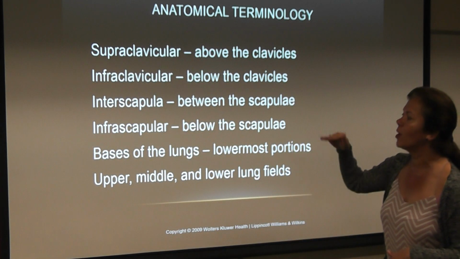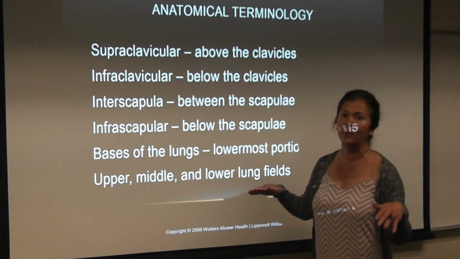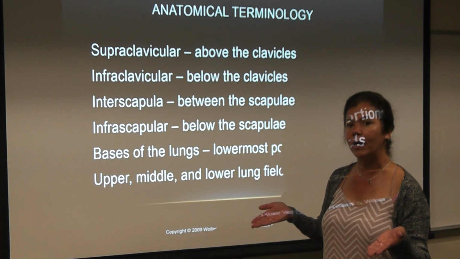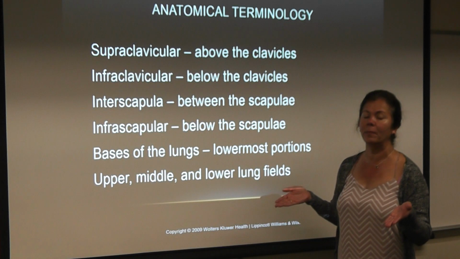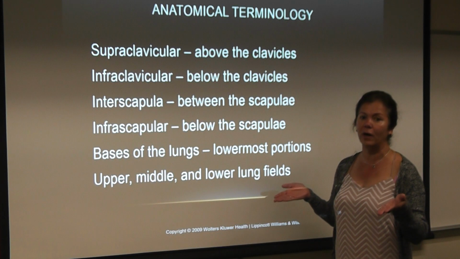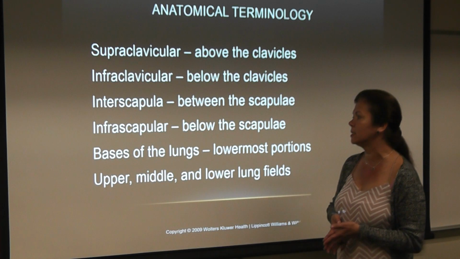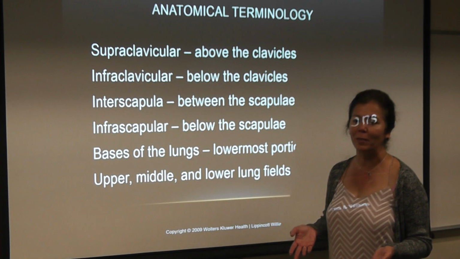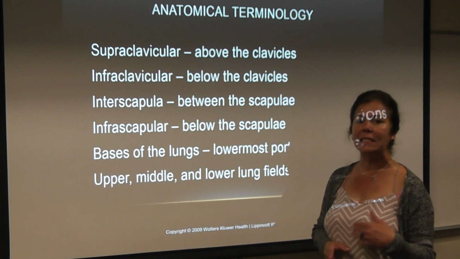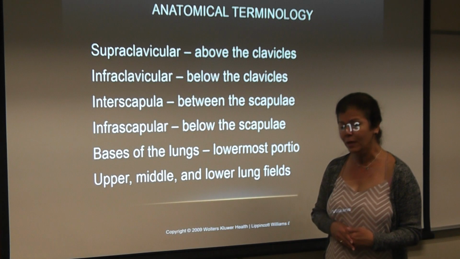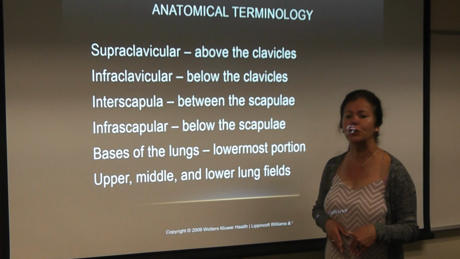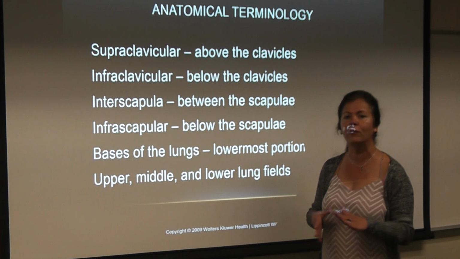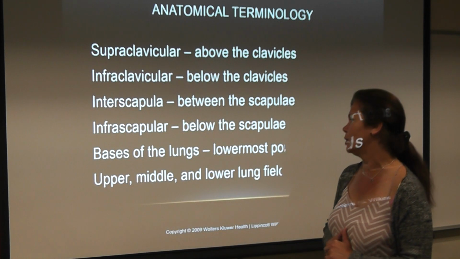Then you have the infrascapular area. Remember, just by palpating the border of the scapula, you're able to determine that you are at the level of the 7th intercostal space. The bases of the lung, you're not going to be able to palpate, but you have an idea that when the patient is resting and not taking a deep inspiration, the bases are at the level of no more than the 10th intercostal space.